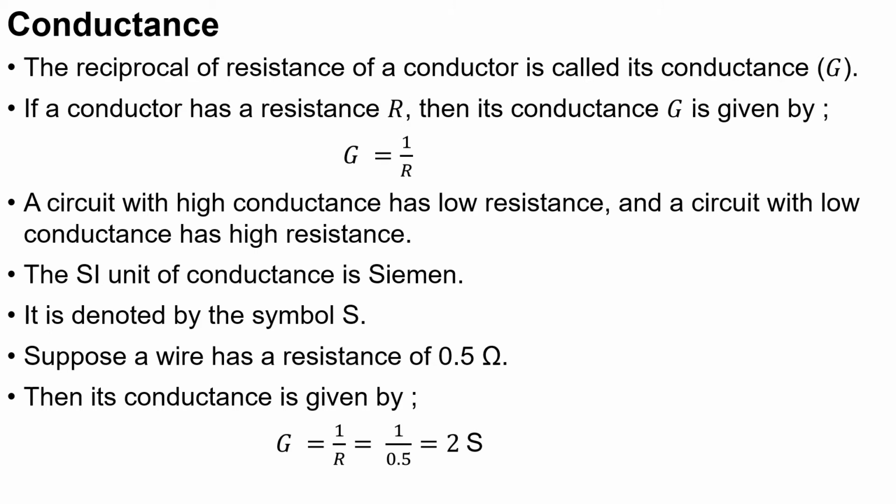Suppose a wire has a resistance of 0.5 ohm. Then, its conductance is given by G equals 1 upon R equals 1 upon 0.5 equals 2 S.